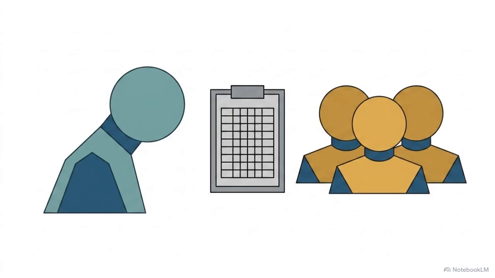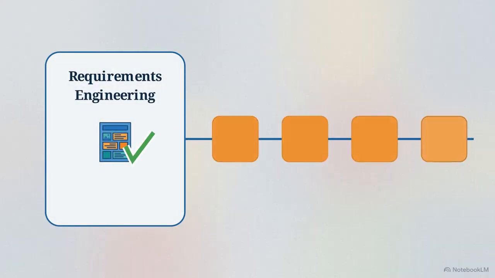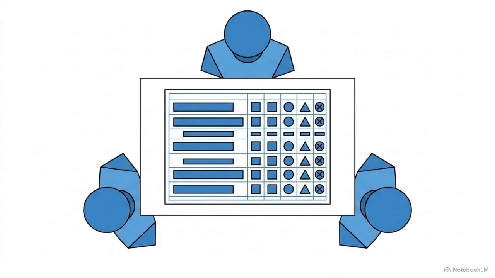Software engineering is as much about understanding people as it is about writing code. Requirements engineering provides the process to ensure that when the first line of code is finally written, it's solving the problem the stakeholders actually have.